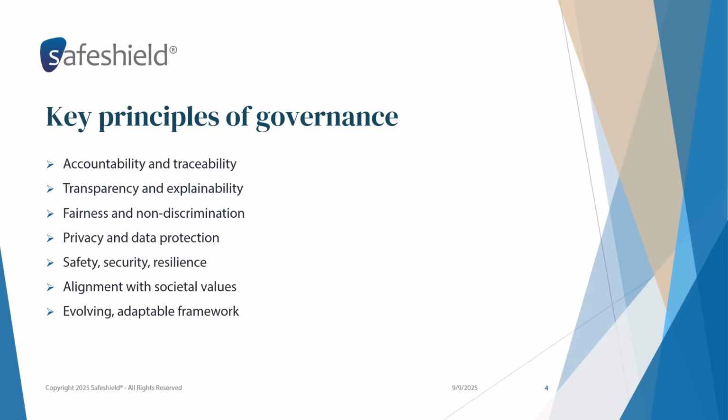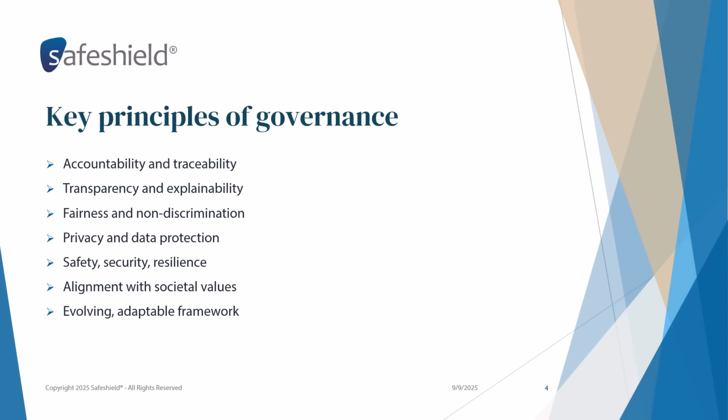AI governance is underpinned by a set of guiding principles that translate ethical ideals into practical requirements. First, accountability ensures that there is always a clear chain of responsibility for AI decisions and outcomes. Second, transparency and explainability mandate that AI systems should be understandable, allowing stakeholders to know how and why decisions are made. Third, fairness and non-discrimination emphasize that AI must not reinforce or create harmful biases, ensuring equitable outcomes for all groups.